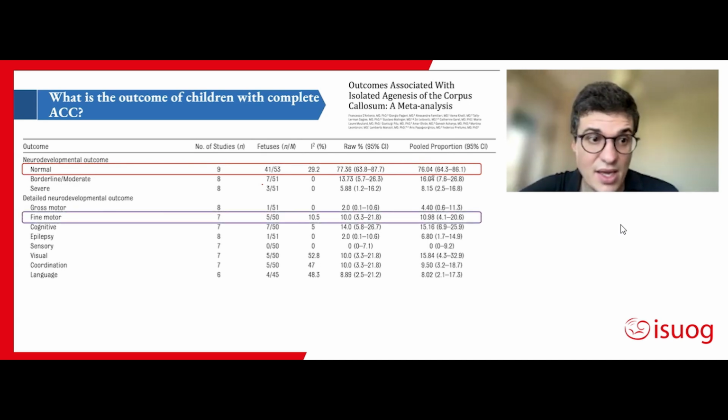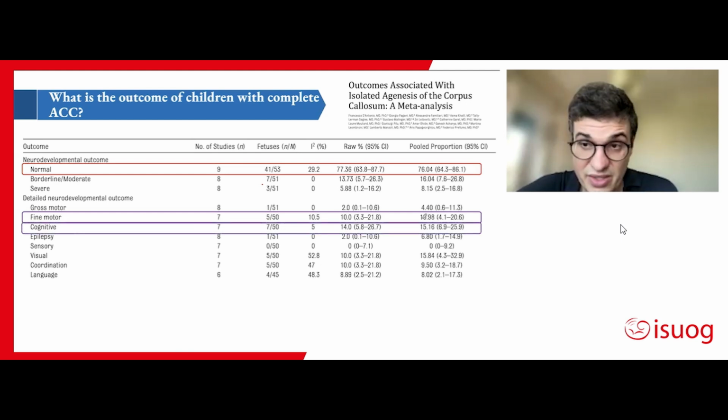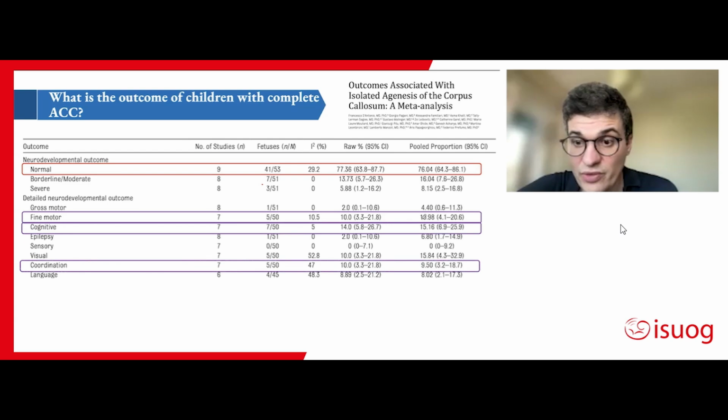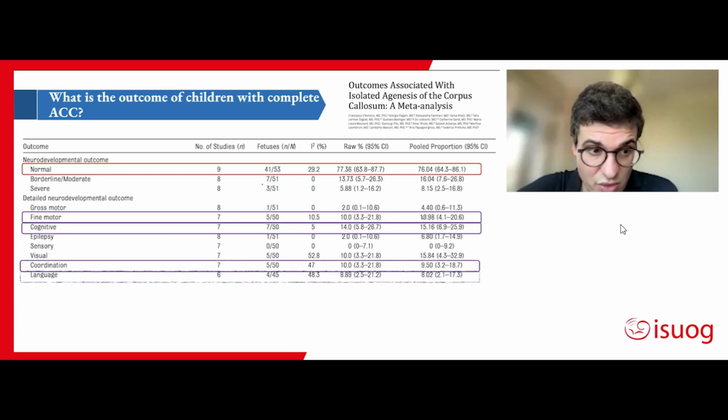15% of them have borderline to moderate adverse neurodevelopmental outcome, and in about 8% of cases there was severe neurodevelopmental outcome. Regarding the different neurodevelopmental abilities, in 11% of cases we have an anomaly of fine motor control. In 15% of cases, an anomaly of the cognitive status; anomaly of coordination is up to 10% of cases, and language anomaly in 8% of the cases.